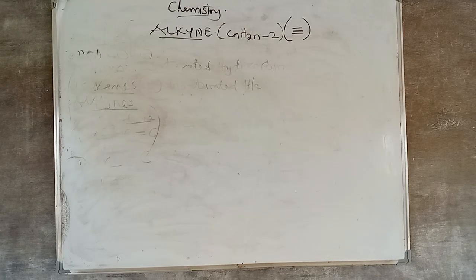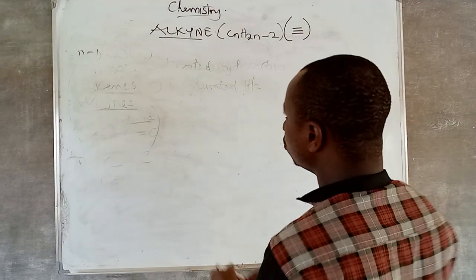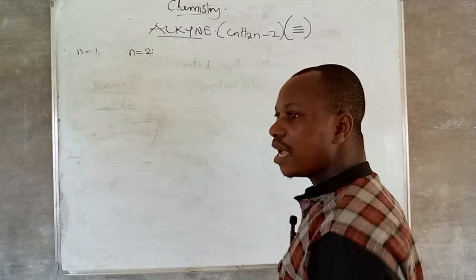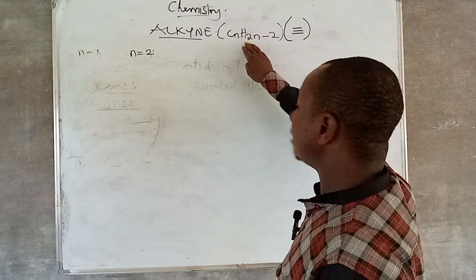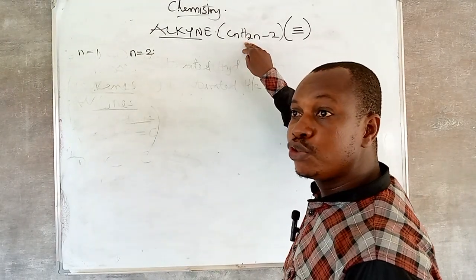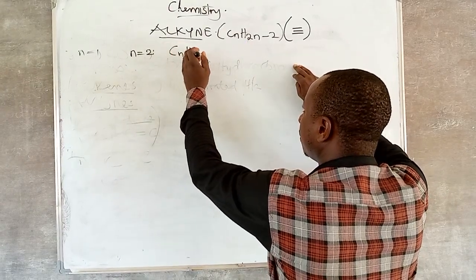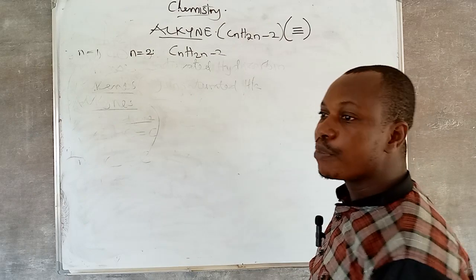To get the first member of the alkyne family, put n equal to 2. That means anywhere you see n in the general molecular formula, you put 2. Look at how it goes. Look at the general molecular formula. So anywhere we see n now, we put 2.